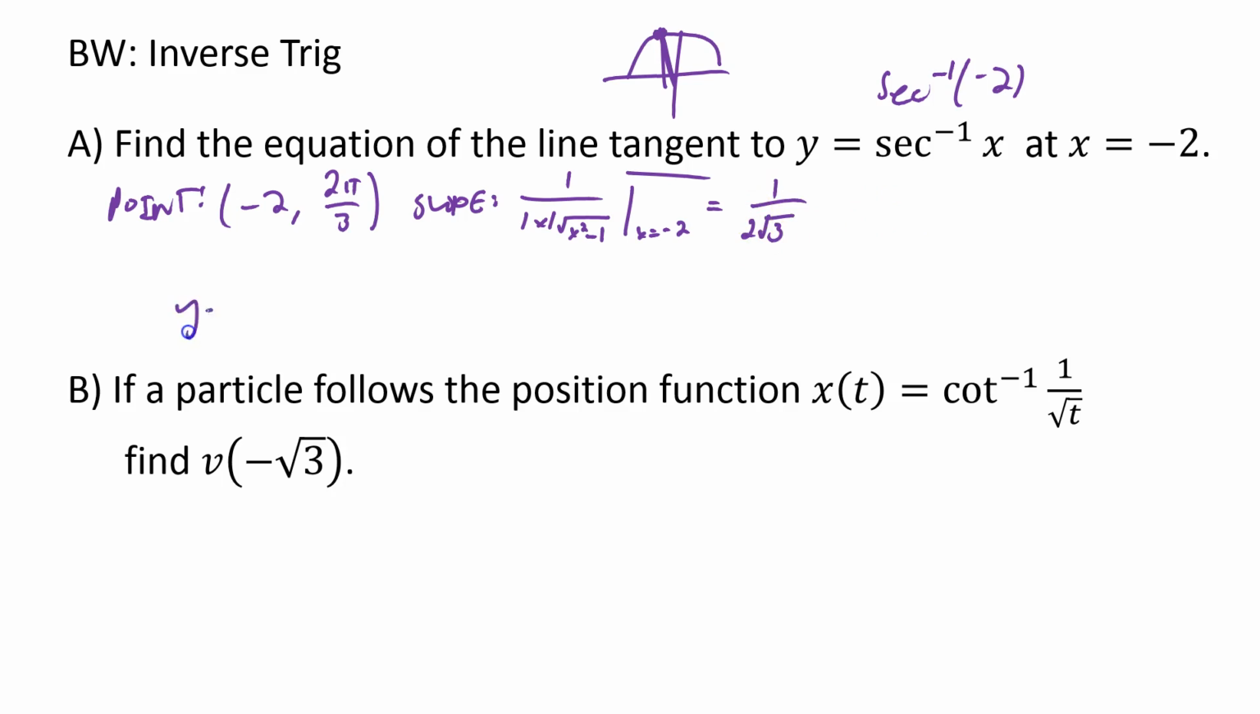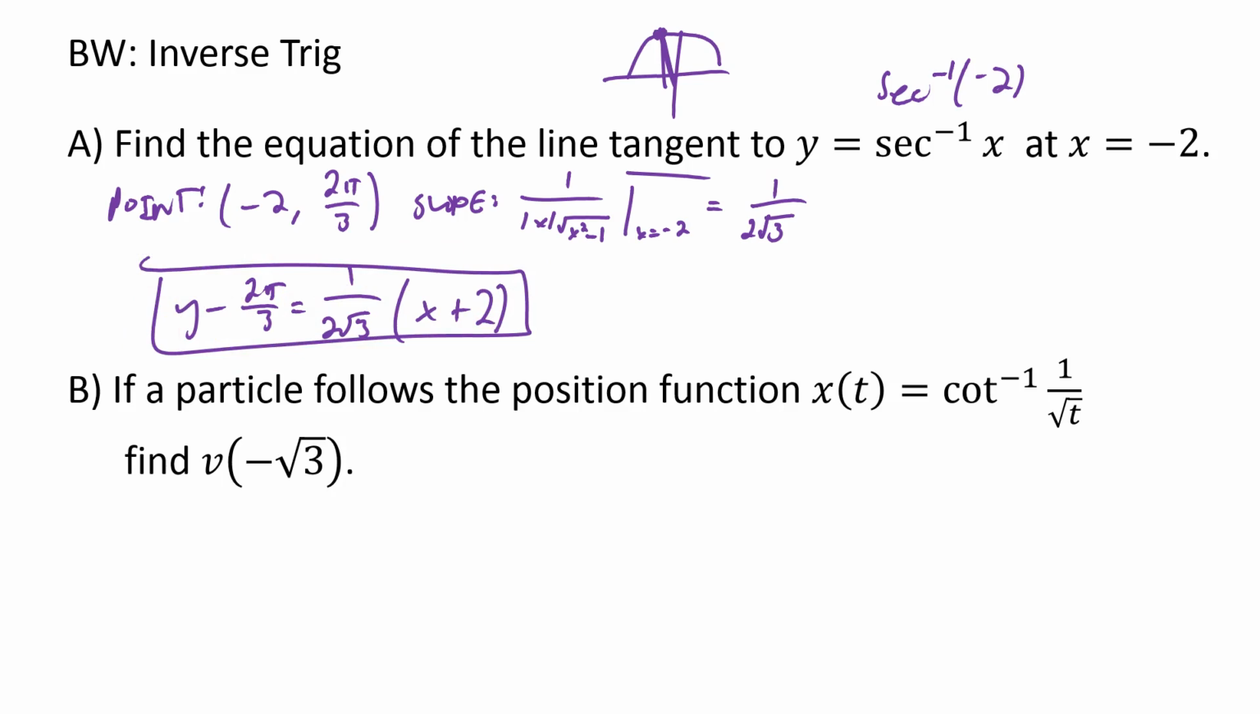So we're going to have y minus 2 pi over 3 equal to our slope, which is 1 over 2 root 3 times x plus 2. And there's the equation for our tangent line. Not too bad. Next up, particle follows the position function x of t equals cotangent inverse 1 over root t.